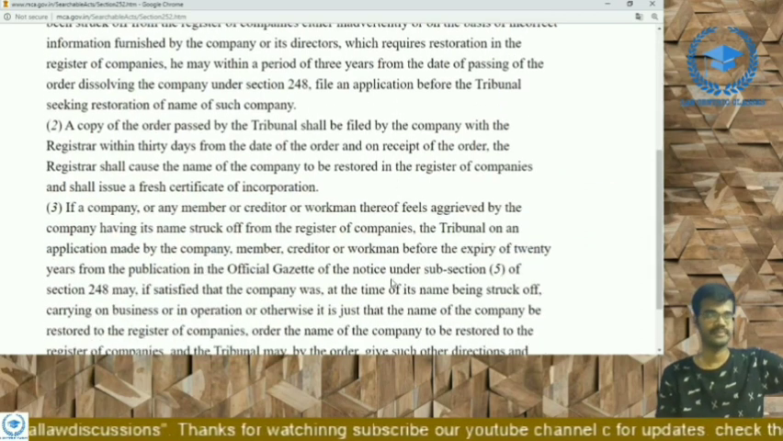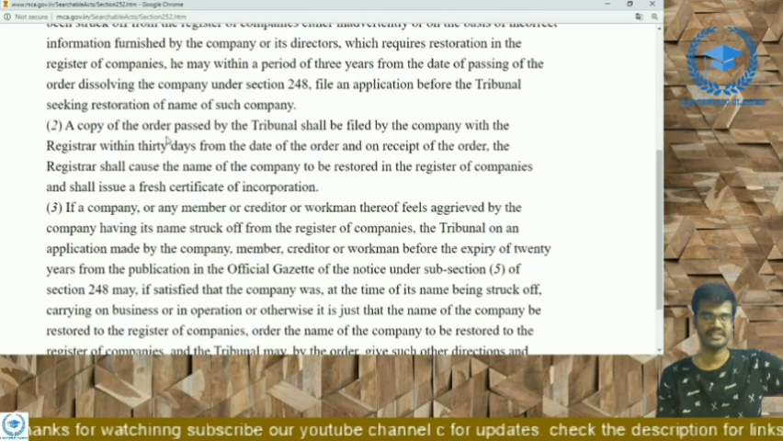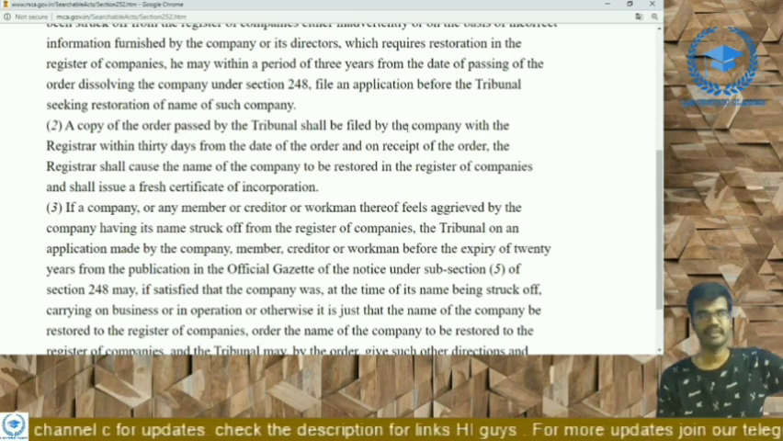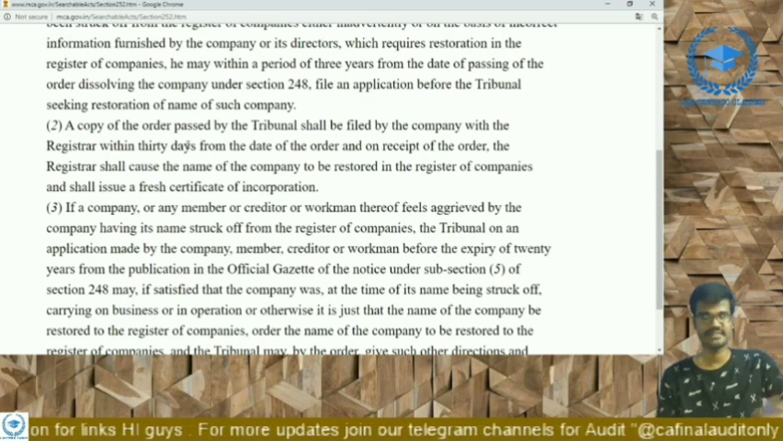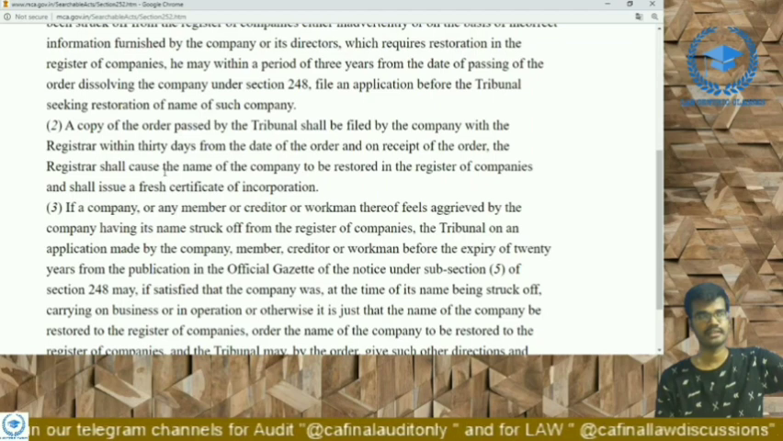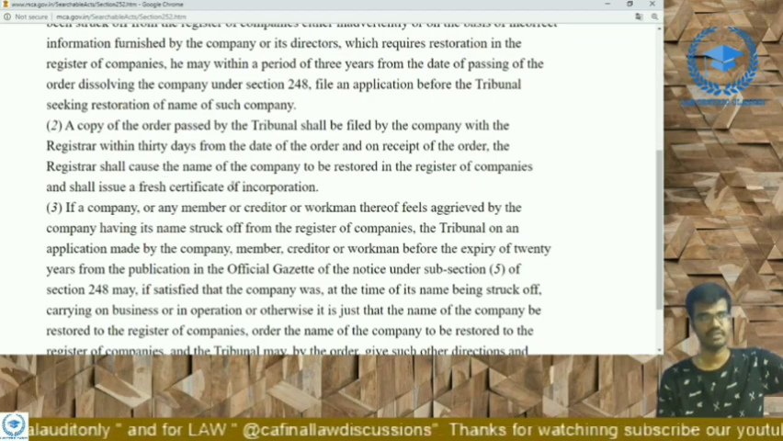Coming to the second subsection, a copy of the order, that is the note point. A copy of the order passed by the tribunal shall be filed by the company with the registrar within 30 days, means within 30 days we have discussed that point. Taken on the date of order and the receipt of the order, the registrar shall cause the name of the company to be restored in the Register of Companies and issue a fresh certificate of incorporation, that is a fresh COI.